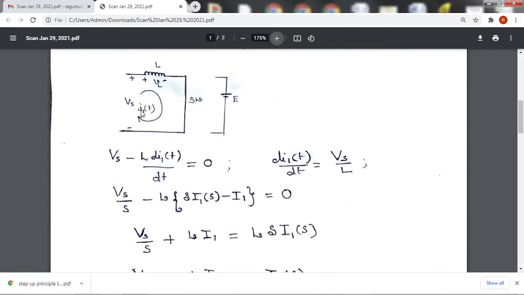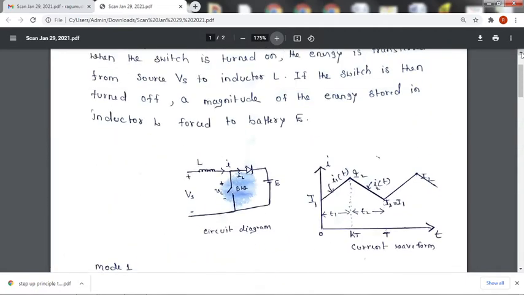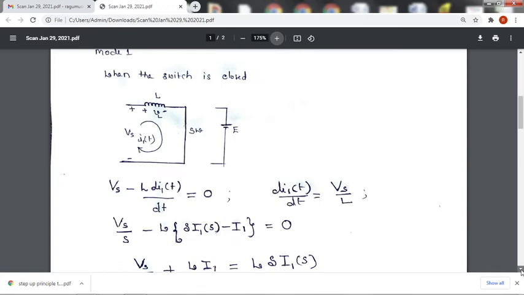If you apply KVL, this is Vs minus L dI1 of t by dt, this is the EMF induced across the inductor, equal to 0. See here, dI1 of t by dt is equal to Vs by L. What is that? This is the change in current with respect to time. This is the slope of the current waveform, Vs by L. So in the current waveform, the slope of this current line is Vs by L. Please keep that in mind.